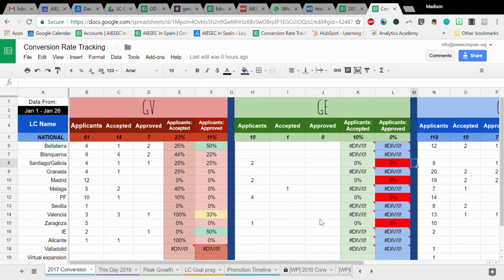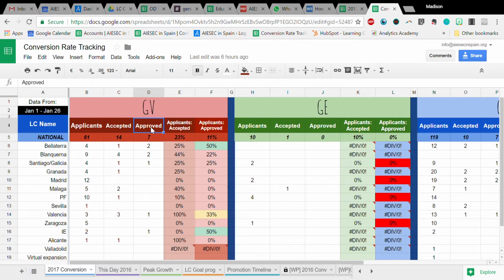Okay, so for this video, we're going to be talking about how to use, read, and understand what's going on in the conversion rate tracking tool. As VP of B2C, or anyone who's responsible for attraction, your biggest responsibility is to look at these conversion rates: the conversion of people who go from applied to an opportunity to accepted, or applied all the way through to approved.